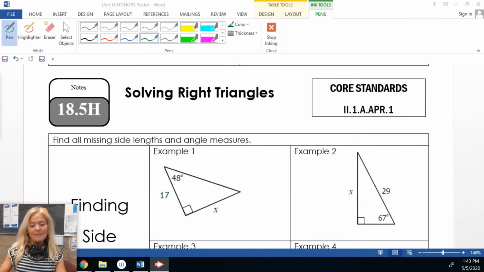All right, 18.5, here we go. Solving right triangles. All right, so we are going to solve now using sine, cosine, and tangent functions.